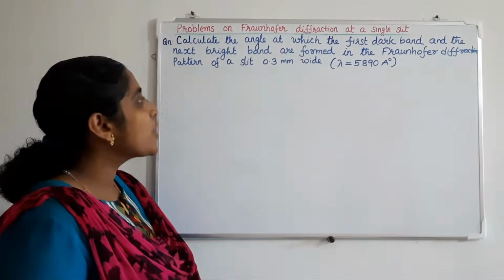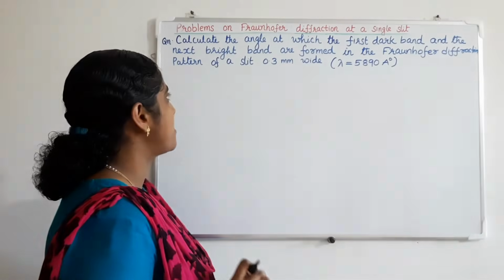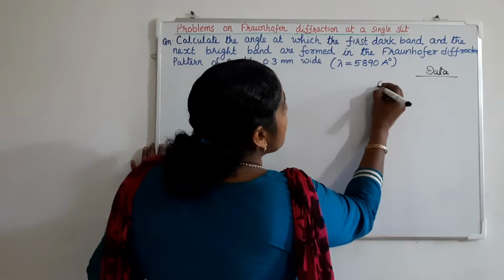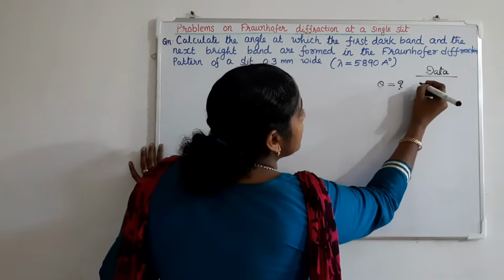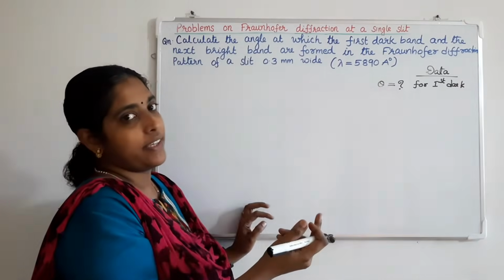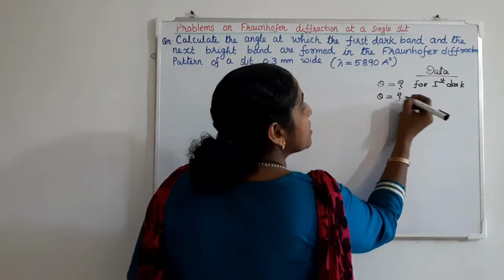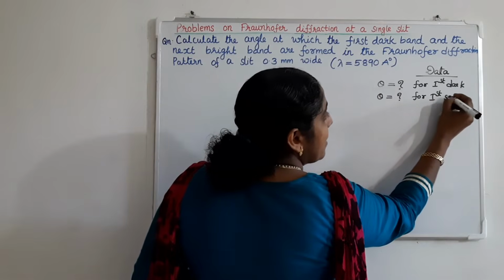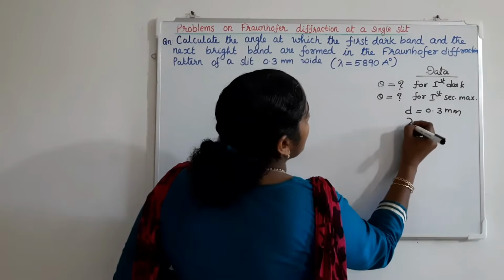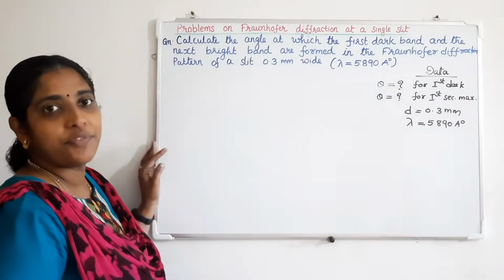See the next question. Calculate the angle at which the first dark band and the next bright band are formed in the Fraunhofer diffraction pattern of a slit 0.3 millimeter wide. That is, what is the theta value for the first dark band and the next bright band? The next bright band is the first secondary maximum. So we want to find the angle of diffraction for the first secondary maximum. The slit width is given as d equal to 0.3 millimeter and the wavelength of light is 5890 angstrom.